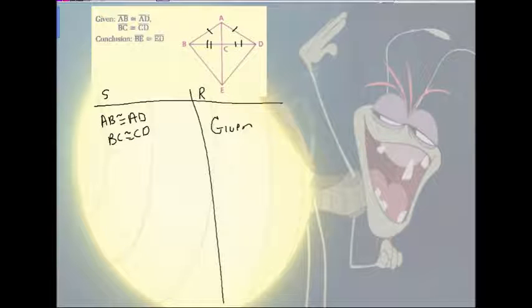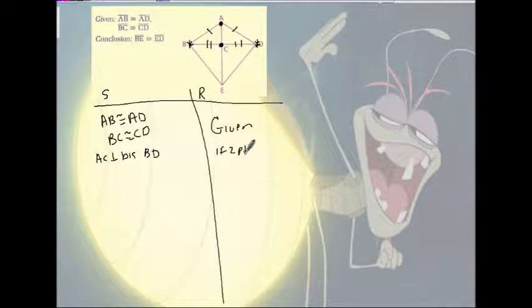Now, I don't quite see 2 isosceles triangles here. Does that mean I can't apply my theorem? No. I have 2 points, point A and point C. They're both equidistant from the same segment, BD. What that means is I can put down that AC is the perpendicular bisector of BD for my reason.